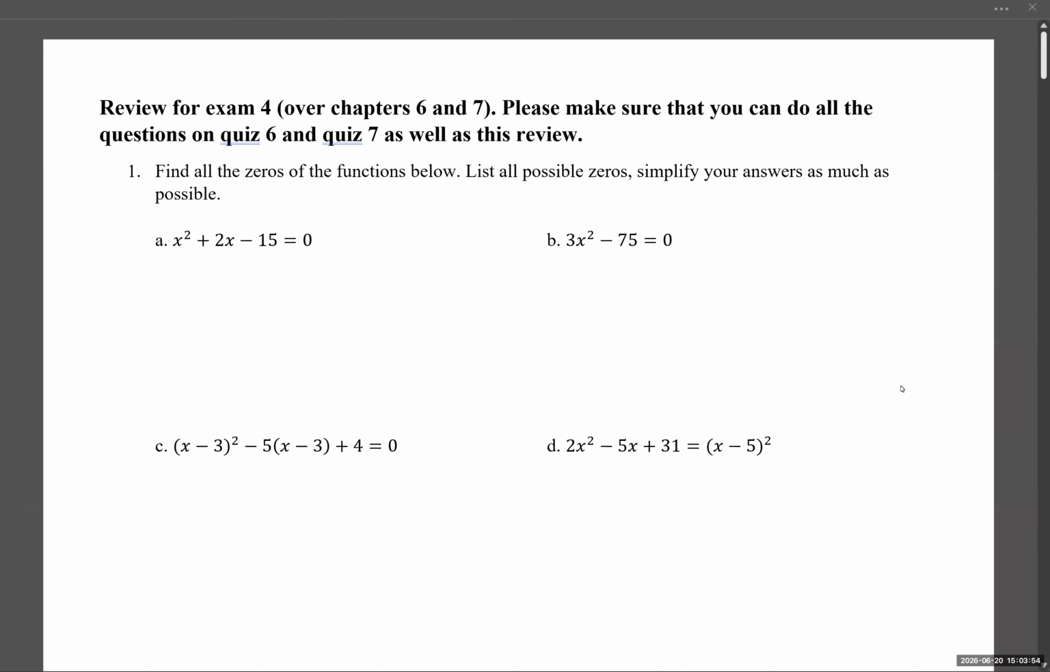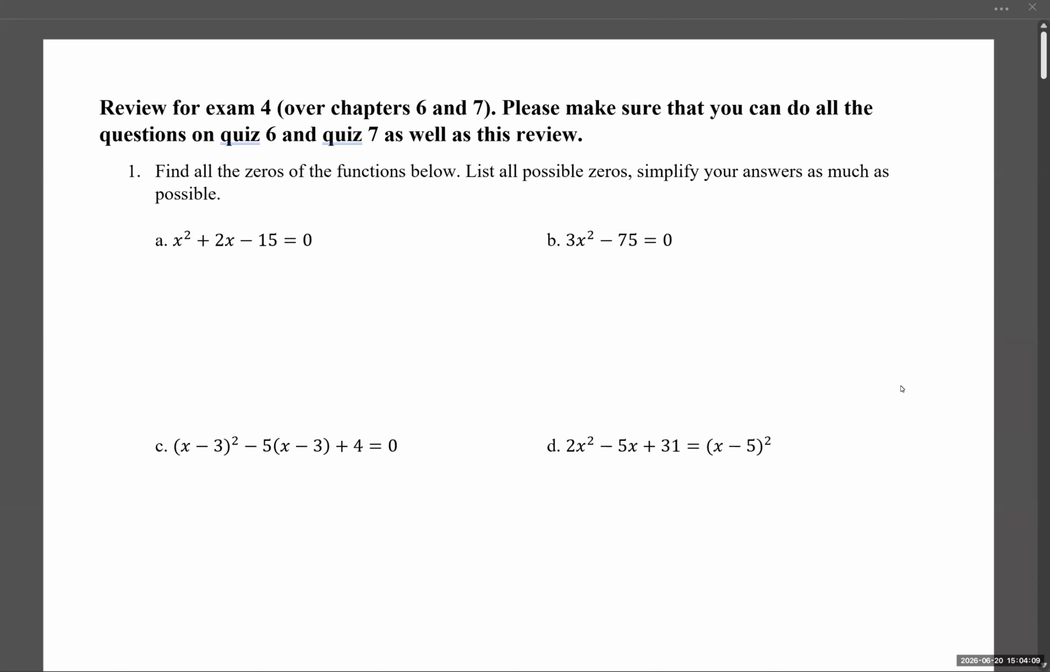This is a review for exam 4. It covers topics from chapter 6 and chapter 7, so focusing on quadratic functions, polynomial functions, and rational functions. Number 1, find all the zeros of the function below.